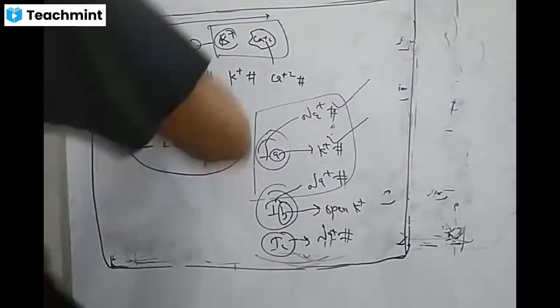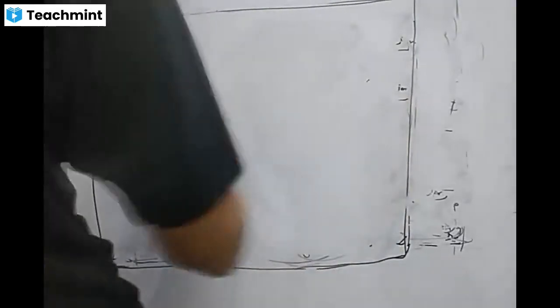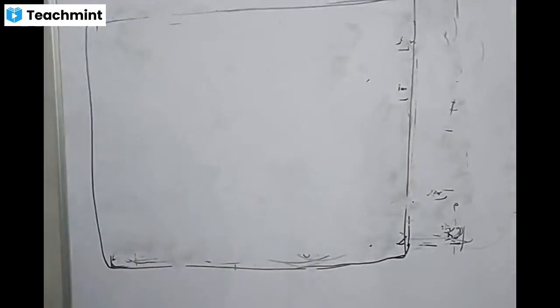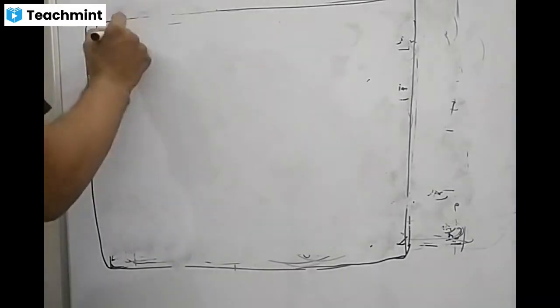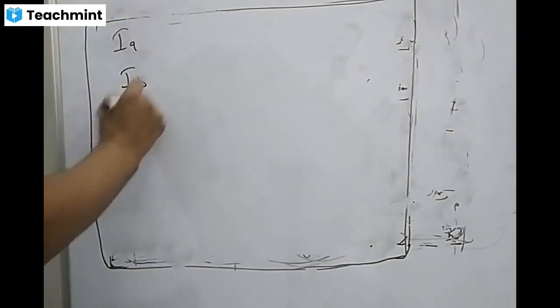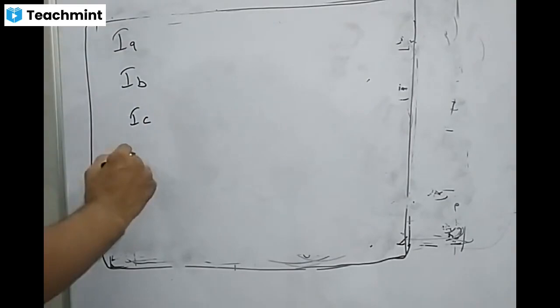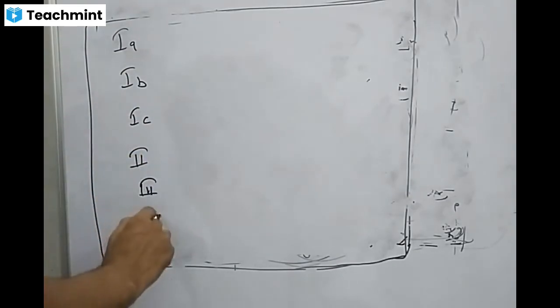So these were the 4 classes of antiarrhythmic drugs. Now the question comes: how do we remember their examples, like which drugs come in 1A, 1B, 1C, and so on? So we will start with 1A, then 1B, then 1C, then classes 2, 3, and 4.